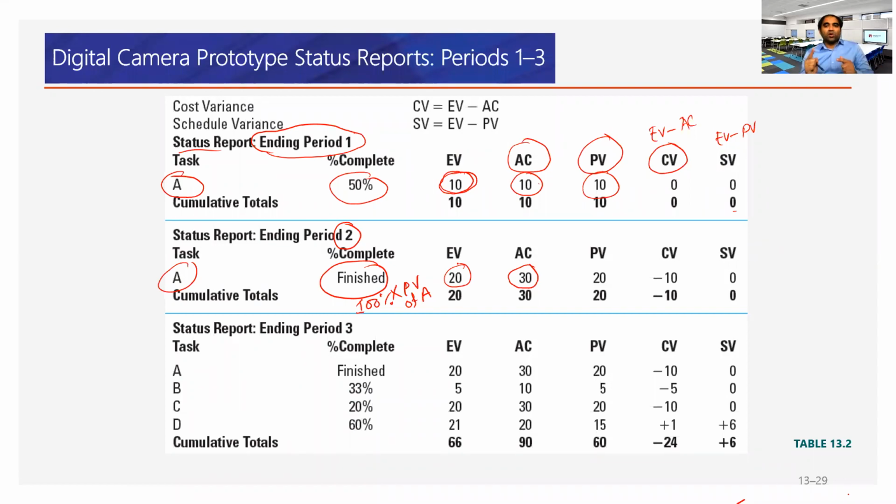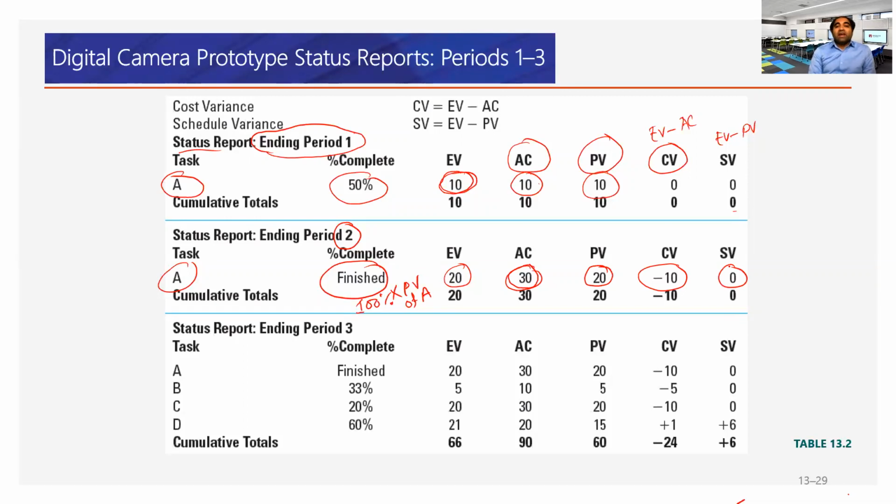Then actual cost we get from the project team, so we achieved an earned value of 20K worth of work. What is the actual cost? Actual cost is 30K. Planned value, again go back to the table, is 20. Cost variance, earned value minus actual cost, is minus 10K. Schedule variance, earned value minus planned value, is 0.